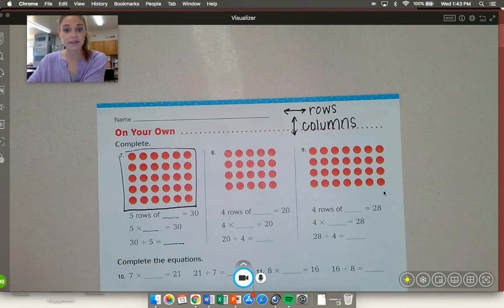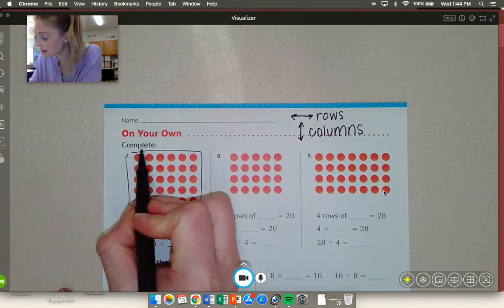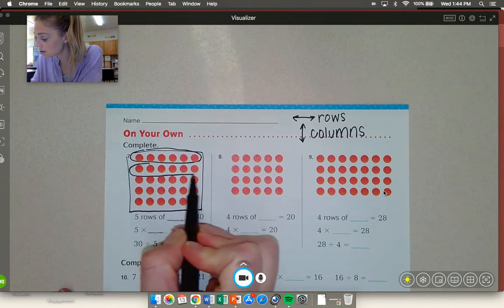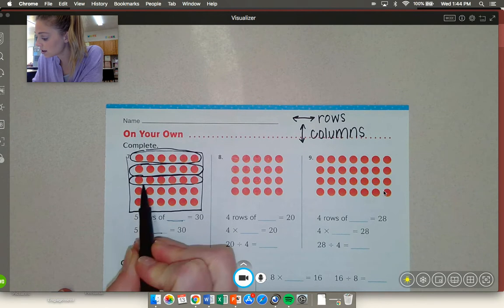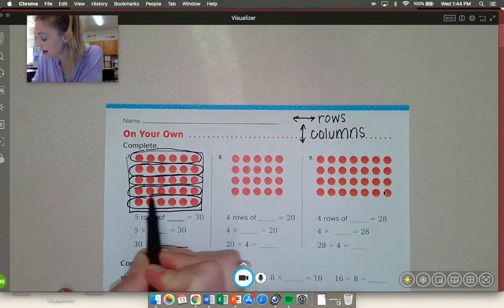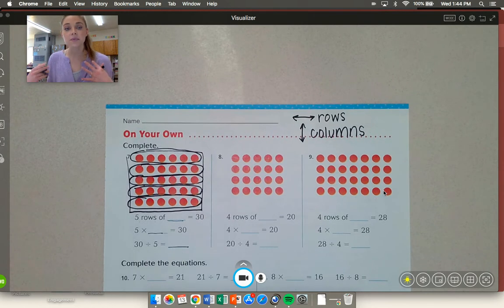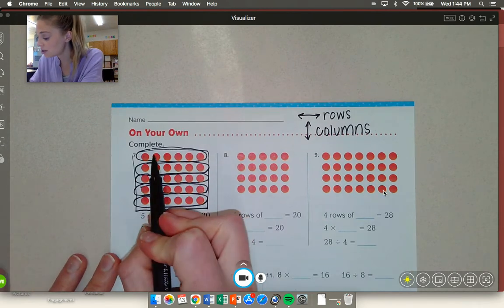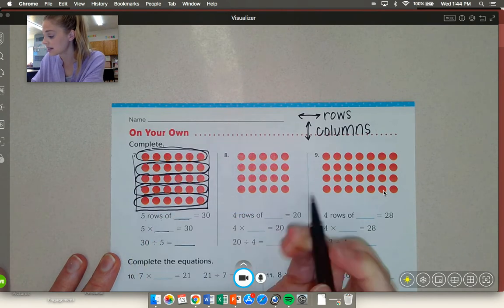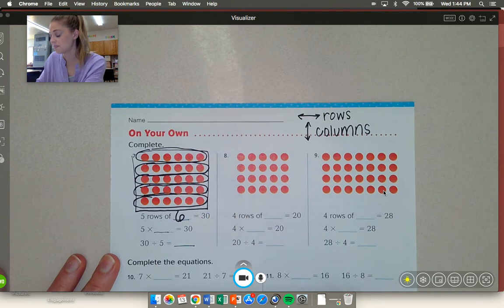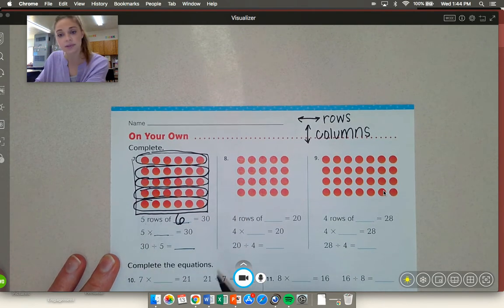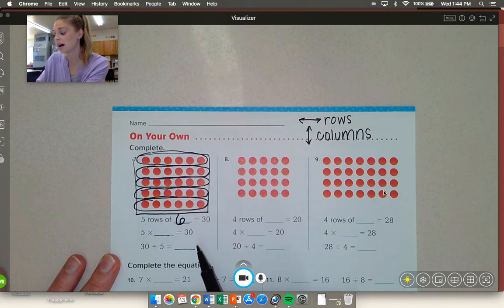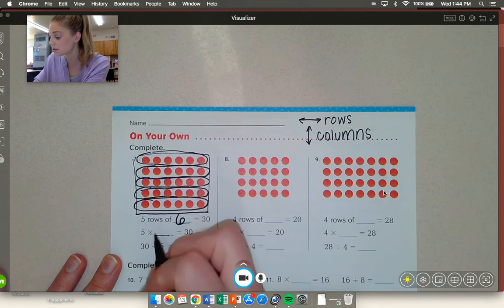So we have 5 rows, right? Sometimes it might even help you to circle the rows. There's 1, 2, 3, 4, 5. 5 rows of blank. So how many are in each row? That's what this question is asking. How many dots or circles are in each row? If you are thinking 6, you are correct. 1, 2, 3, 4, 5, 6. So we have 5 rows of 6 equals 30. That means that 5 times what equals 30? 5 groups of, or 5 rows of 6 equals 30.